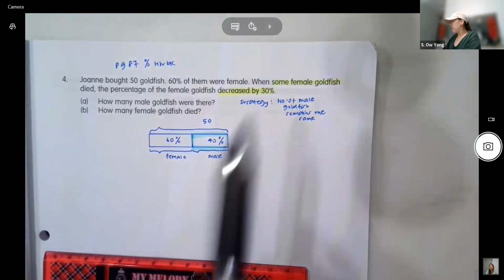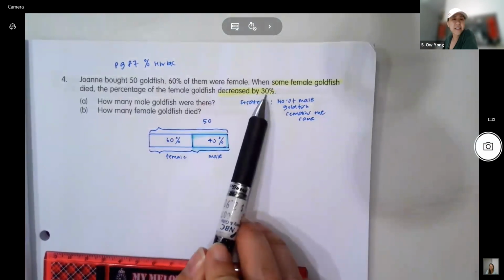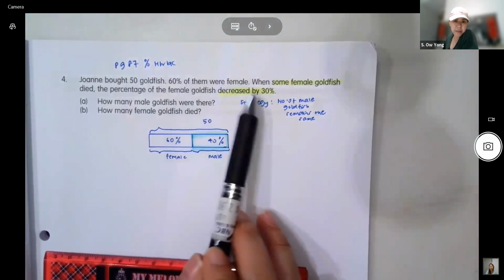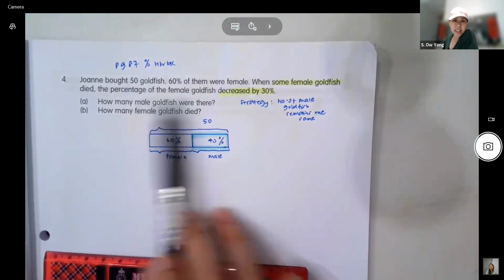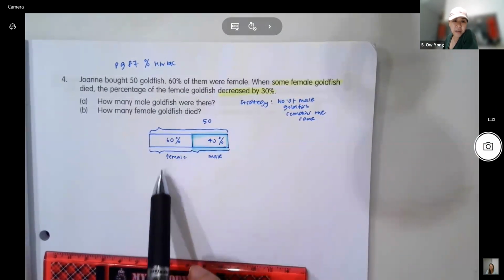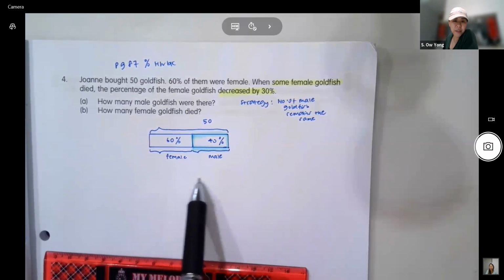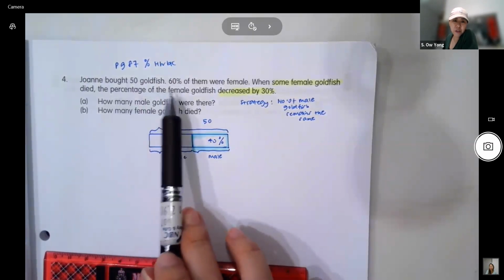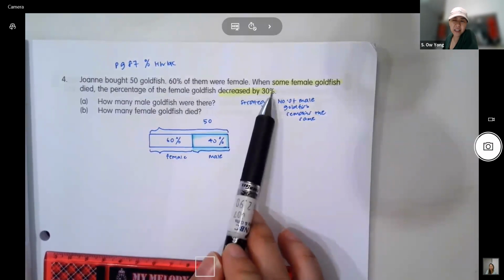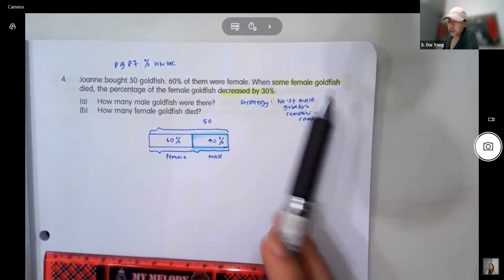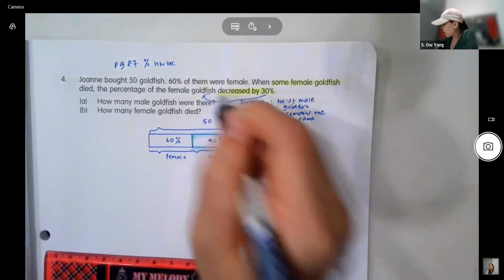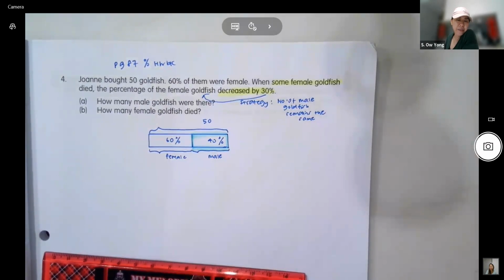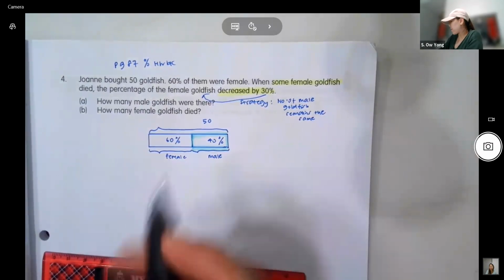So take note, you cannot just say 60% minus 30%. They come from different base. Okay, when they say some female goldfish died, the base becomes shorter. And when you say the percentage of female goldfish decreased by 30%, this percentage is compared to the number of female goldfish. So you take note, but never mind, we get started first.